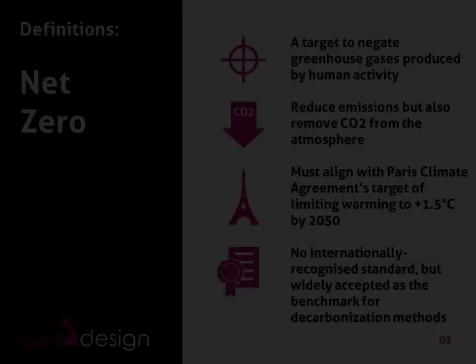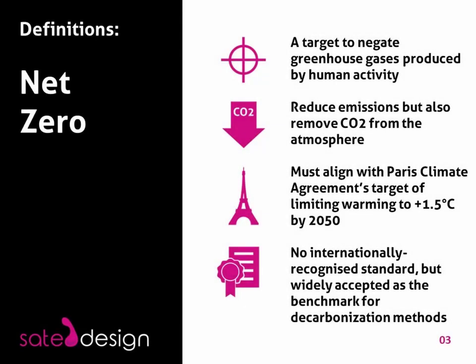Net zero aligns with the Paris Climate Agreement goal of limiting global temperature rises to plus 1.5 degrees Celsius. The UK government set in law the world's most ambitious climate change target, cutting emissions progressively by 2050 to match 1990 levels. Net zero is therefore a target to negate the amount of greenhouse gases produced by human activity to prevent an uncontrolled rise in global temperatures.